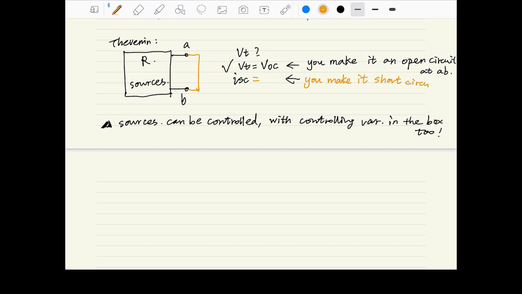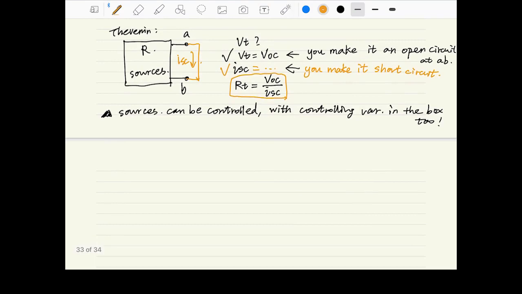So we get VT. And the next step is to get ISC, which means short circuit. What is that? That means you need to make it short circuit and compute the ISC flowing through. And after you get this, we compute the R Thevenin by dividing this. And this is a definition. You can Google to see how they derive this.